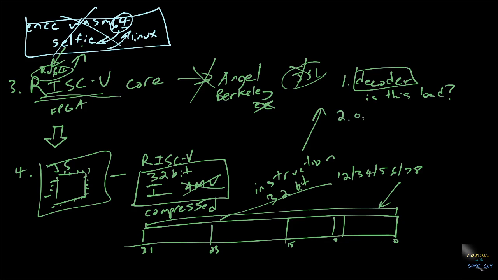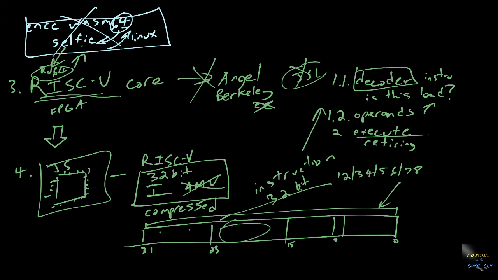Then it goes, all right, what are my operands? This is like what arguments are being passed along for this particular instruction. That's also part of the decoder, so I should really write this as, we'll call this 1.1 and this 1.2. And then we actually have the job of running the instruction. This is execute, and sometimes they call this retiring the instruction. Whatever needs to happen to actually finish this, like take this and add it to this, or whatever the instruction does, actually go and run it.